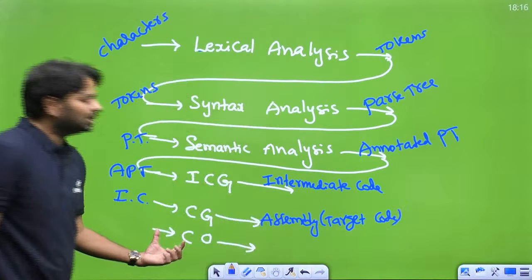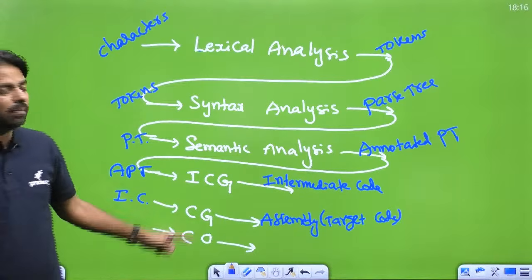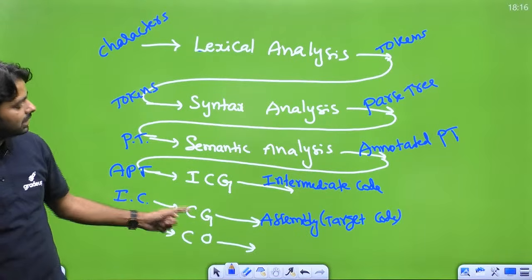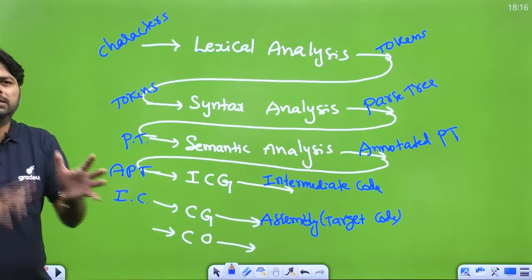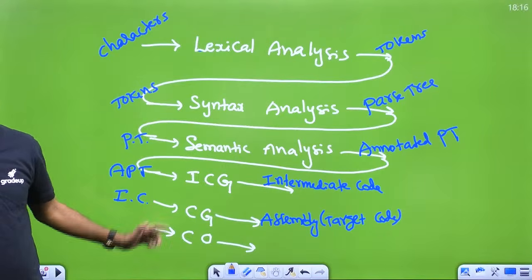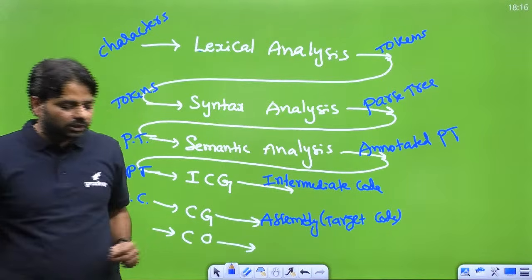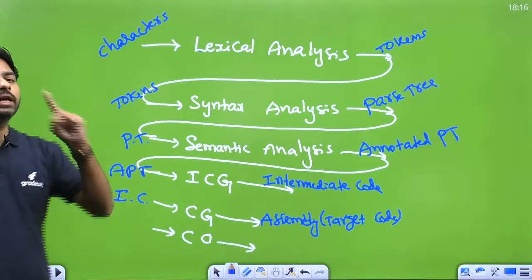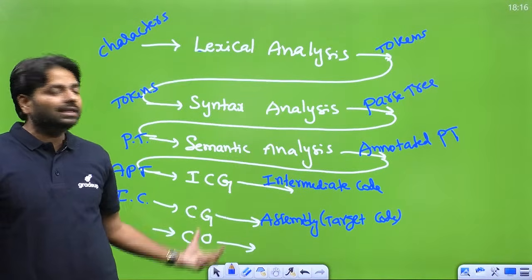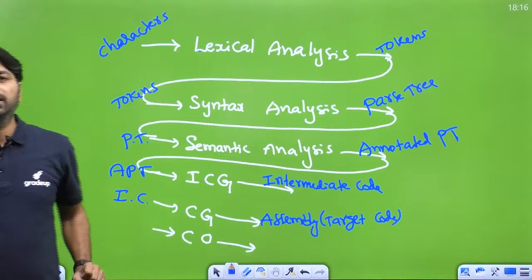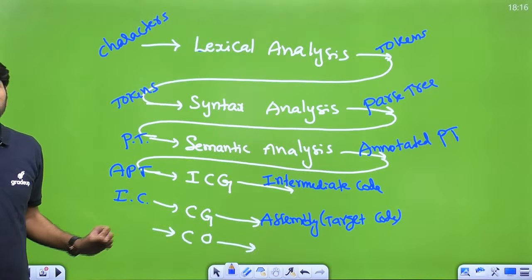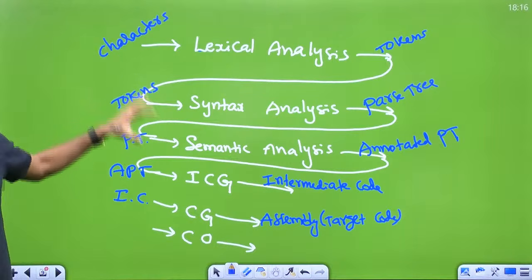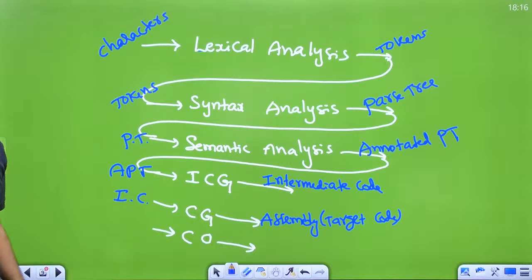I'm not talking about code optimization because there are 2 types of code optimizations: one can come after ICG, and one can come after code generation. So that depends on your code optimization. You can think about it. One is the intermediate code optimization, the other one is target code optimization. So depending on that, the code optimization is going to change. All right. Clear? So this is expected from the phases of compiler.